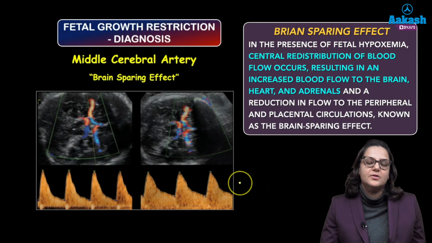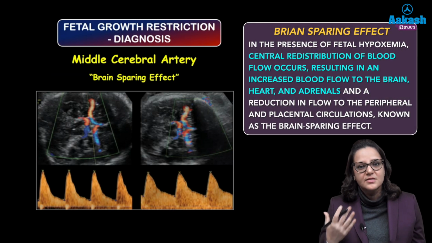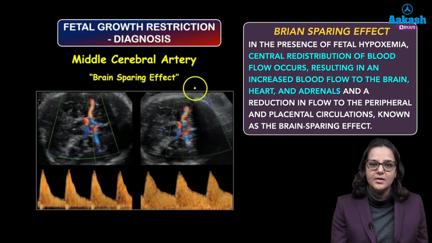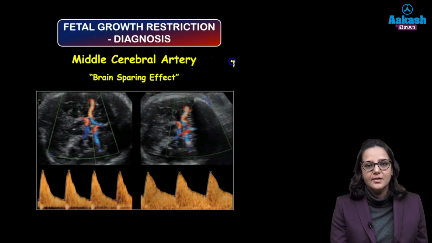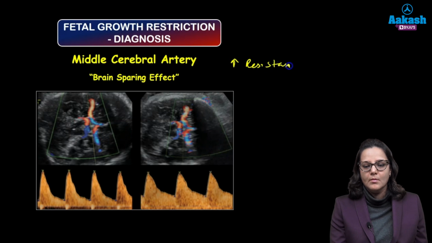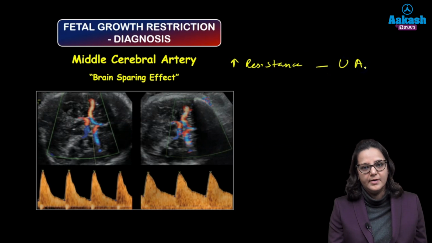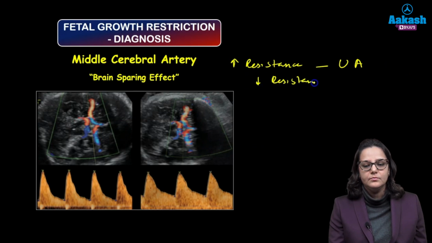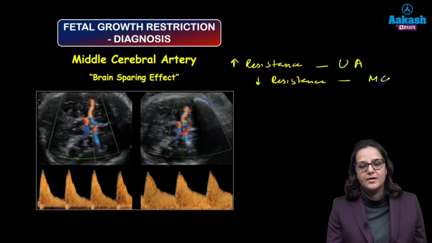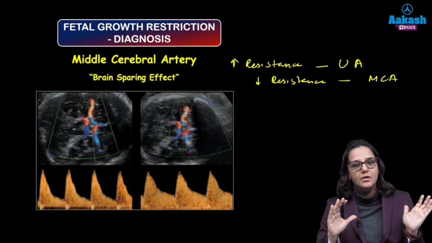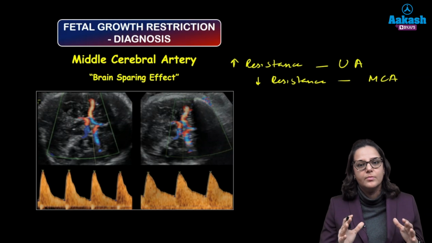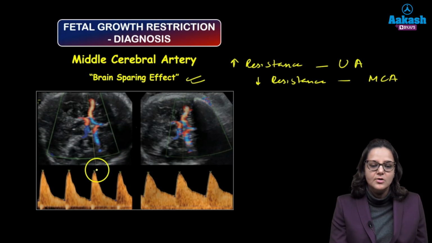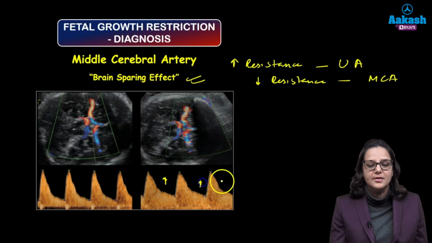Now what is the brain sparing effect? As we have discussed before, if there is placental insufficiency, the blood gets redistributed to the major organs of the body, to the brain. So in the brain sparing effect there will be increased resistance of flow in the umbilical artery, but there will be good flow, decreased resistance flow, in the middle cerebral artery. So a lot of blood is going to the brain, whereas there is some problem with blood going into the umbilical artery. This is known as the brain sparing effect. We can see that the diastolic flow over here is increased.